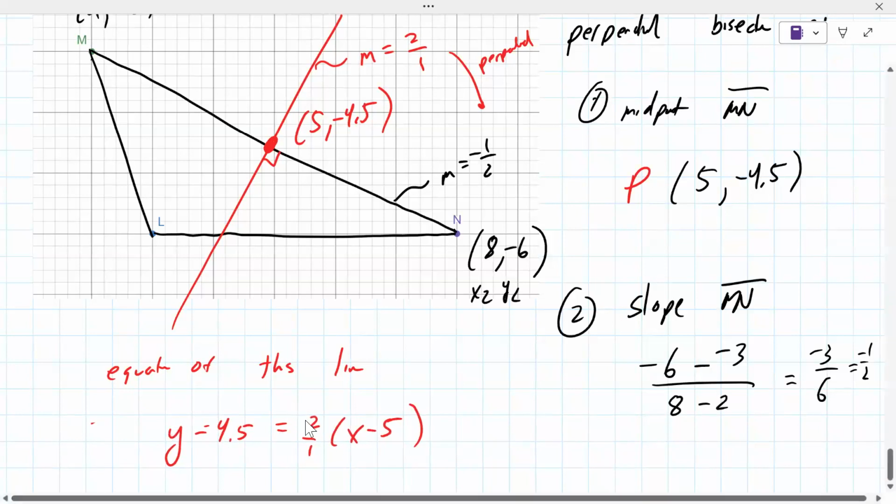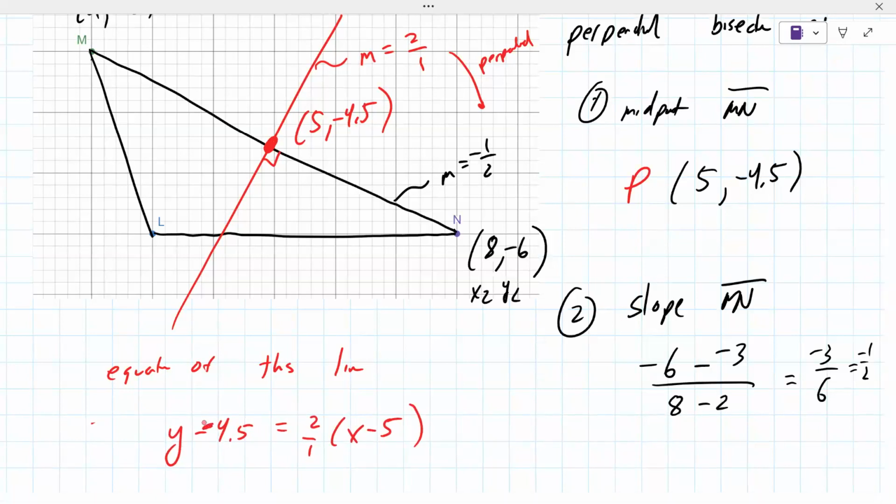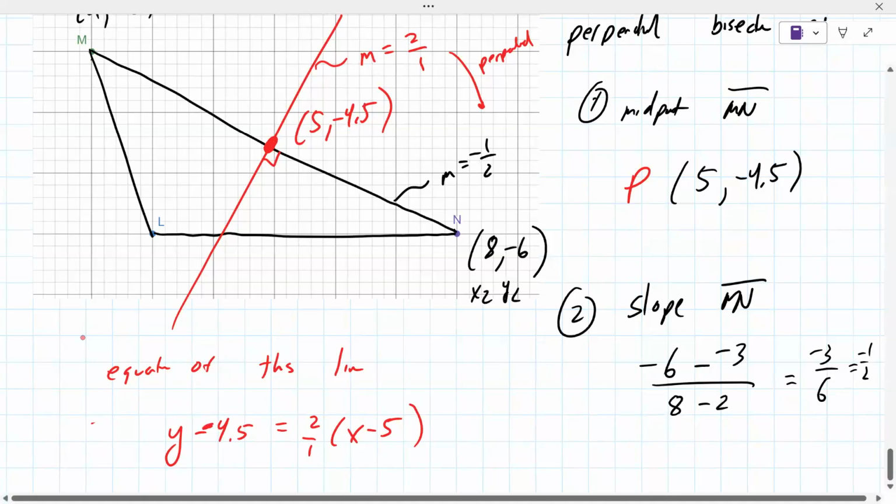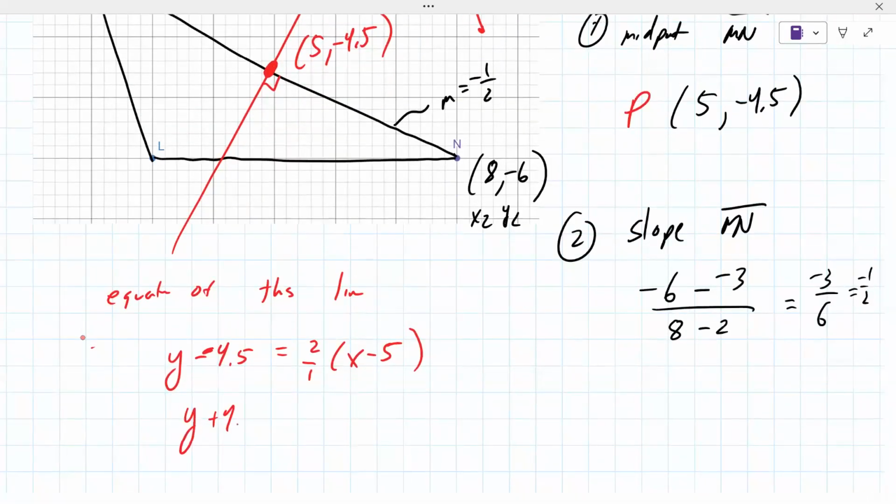So it's a double negative. Y minus a minus 4.5. I think I heard the plus. It should be plus, so it should be Y plus 4.5 equals, when you simplify, 2 times X minus 5, like that.